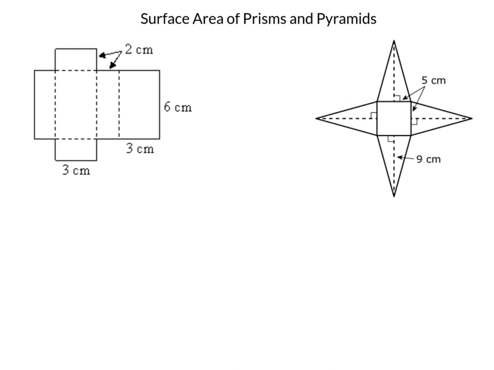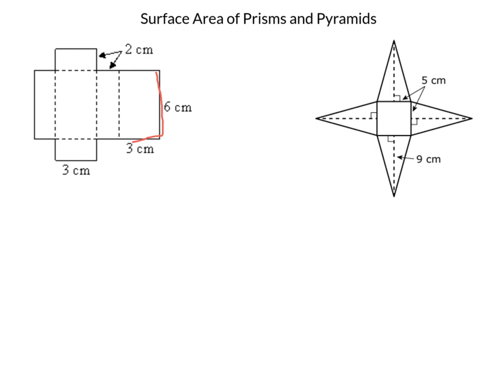In this video, we will look at how to find the surface area of prisms and pyramids. The first example we have is a rectangular prism. To find the surface area of the rectangular prism, we essentially find the area of each individual shape from the net. I'm going to start here with the 6 by 3 rectangle.